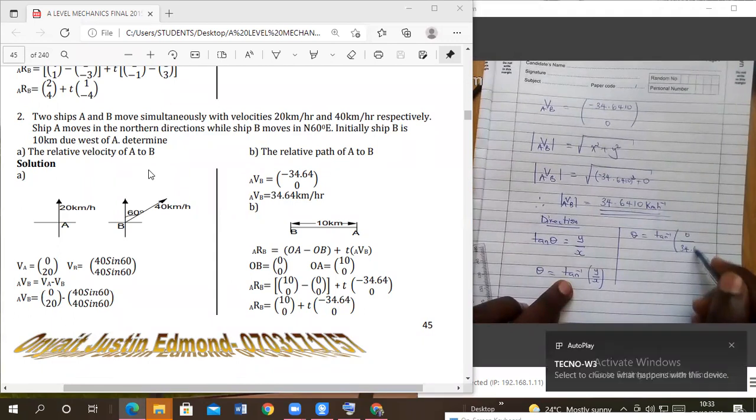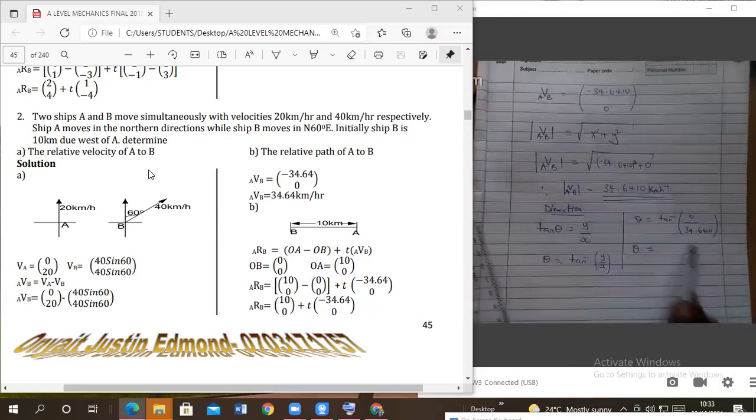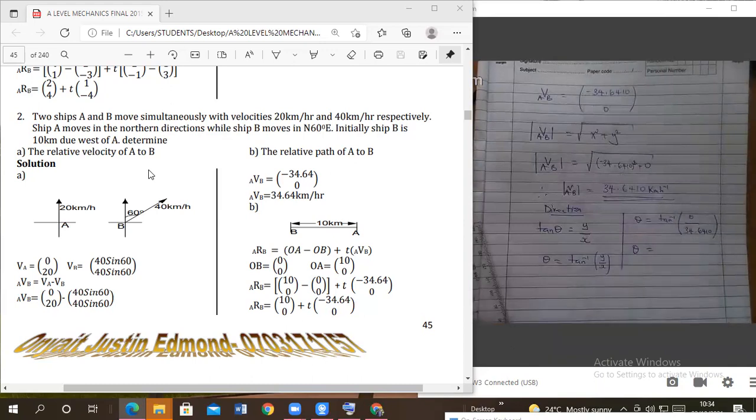I thought x is a negative. Now, when you are getting the angle, you ignore the negative, because the negative is just giving the direction. So when you are putting in the angle, you ignore it. So that one is going to give us 0.